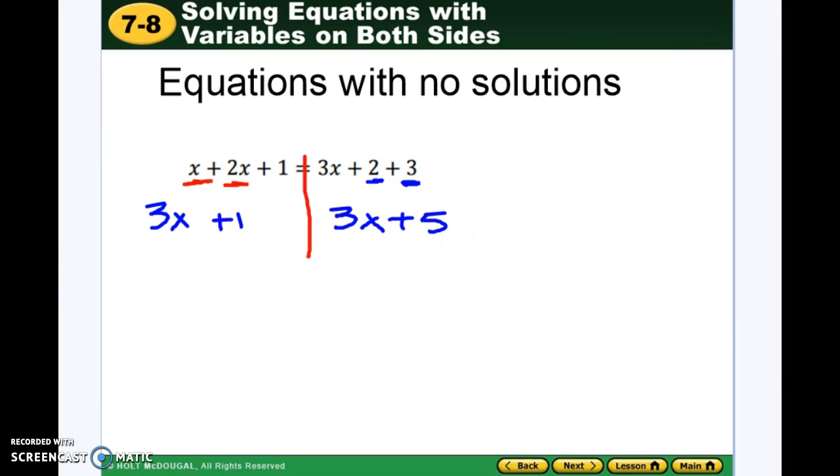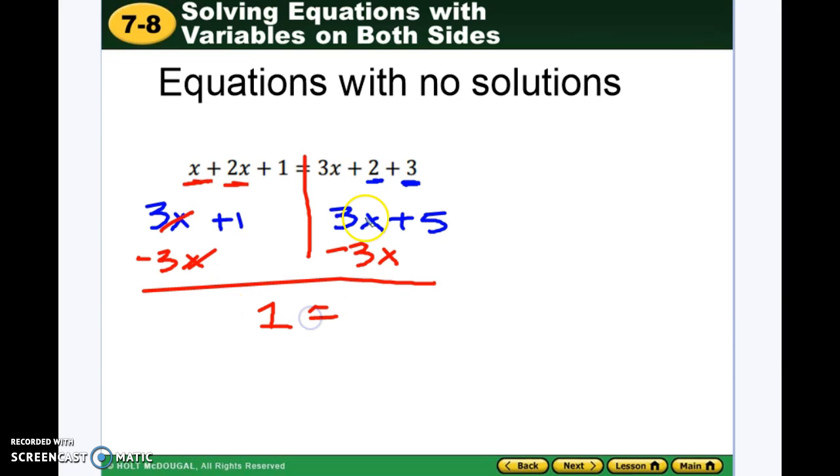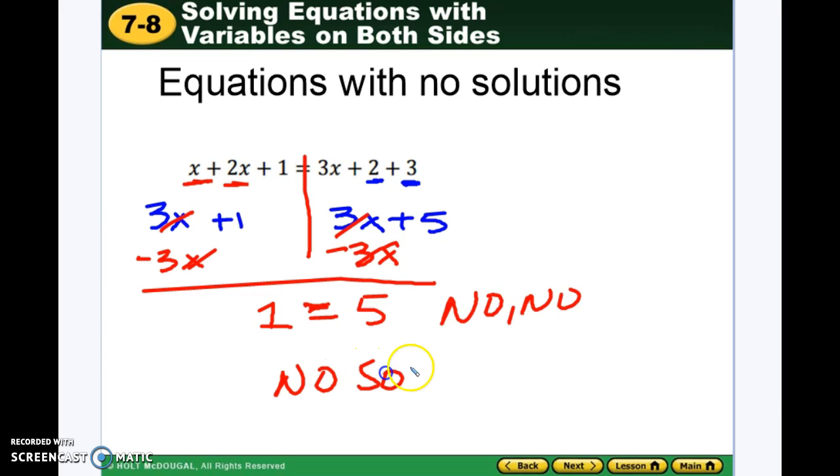And again, always move the variable first. So subtract 3x on both sides. We get 1, these cancel, and we get 5. So again, this is another case where the variables disappear. Is 1 equal to 5? No. So this is a big no-no. In that case, that would be no solution. Okay, this is a false statement.